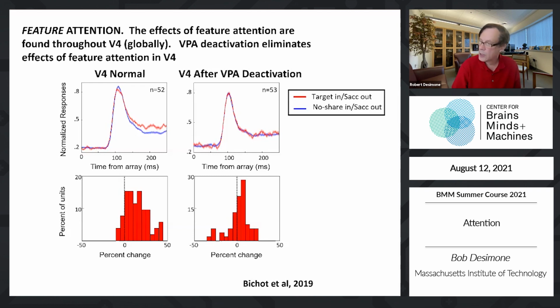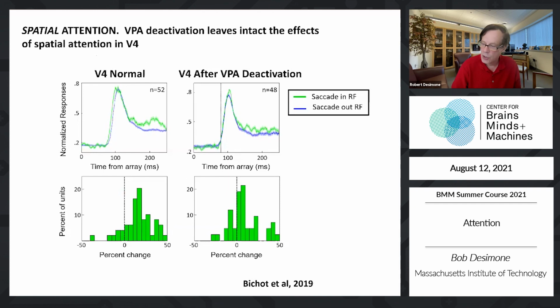On the next slide, we tried as a control experiment the same thing, but with spatial-based attention. So here, on the left is the enhancement in V4 for just spatially attending to the stimulus in the receptive field. And then after VPA deactivation, it doesn't go away. It's basically statistically not different. So VPA was not necessary to get an enhancement due to spatially directed attention in V4.